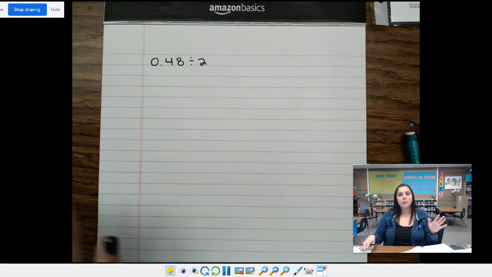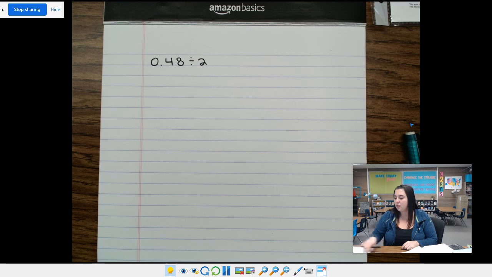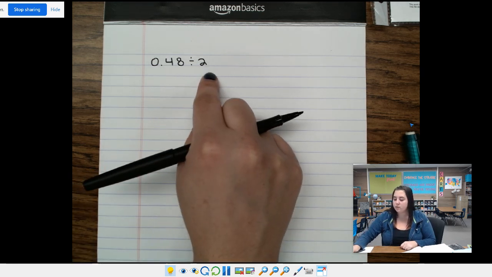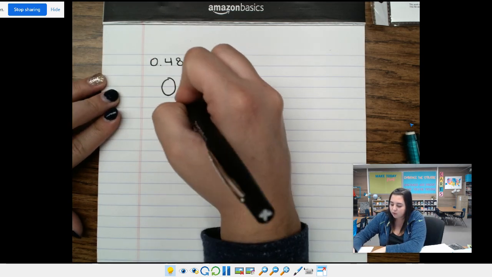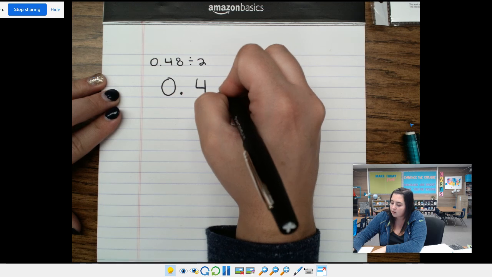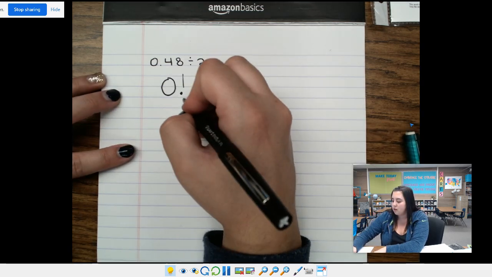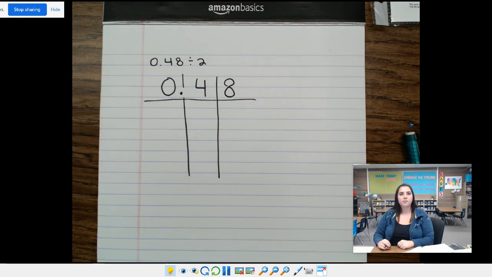Okay, let's do a little bit more division so that we start to feel more comfortable with this. So the first one I'm going to do is 48 hundredths divided by 2. I chose a number that's pretty simple so we can refresh our memories. And I'm writing it out. There's my first number, making it into a place value chart.